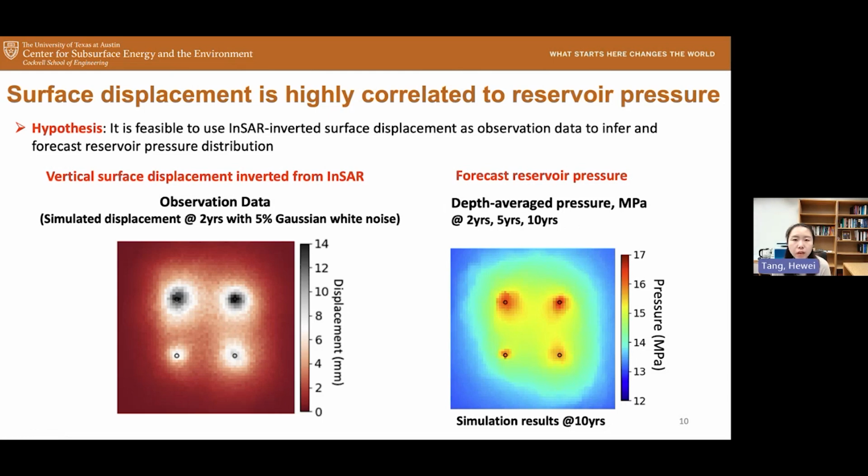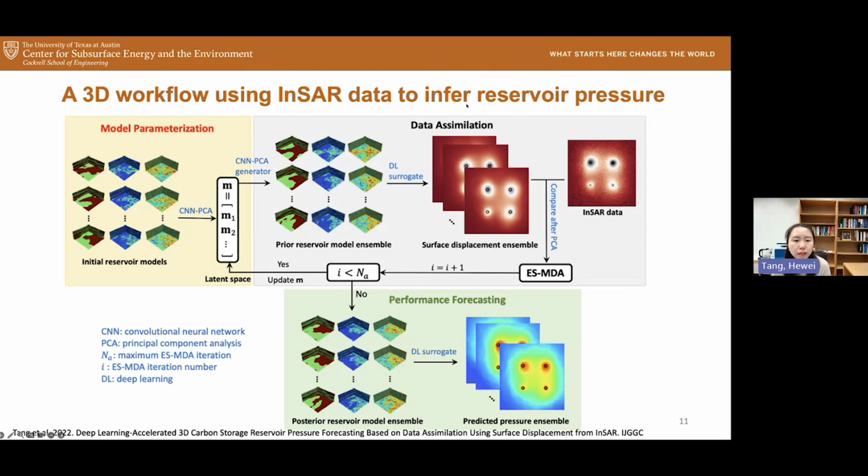To achieve this goal, we build a 3D workflow using InSAR data to infer reservoir pressure. This workflow mainly contains three components: model parameterization, data assimilation, and performance forecasting. I will not go into details of every component of this workflow, but I will mainly focus on the machine learning components. For details of each component, you can refer to this publication.